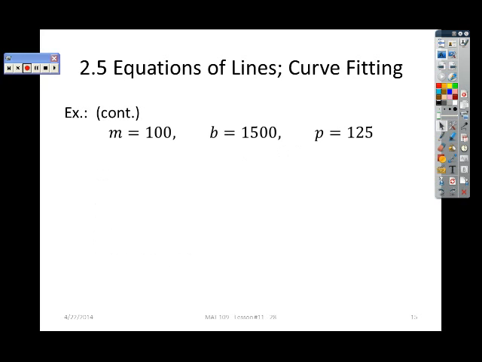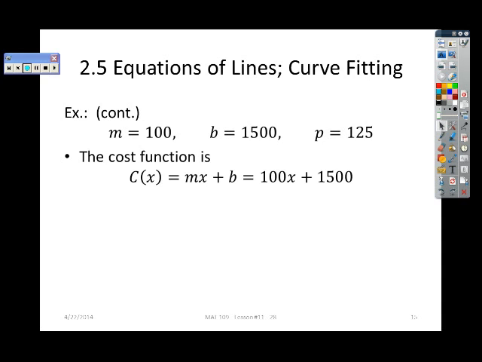So m was 100, that was our variable cost. 1,500 is our fixed cost. 125 is the price we sell it for. We're going to assume we make only as many as we sell. We don't have any inventory left over. So our cost function is going to be cost equals mx plus b. Here's m, there's b. So our cost function is 100x plus 1,500. $1,500 whether we make any or not. Every time we make one, it costs us another $100 for utilities, raw materials, whatever.